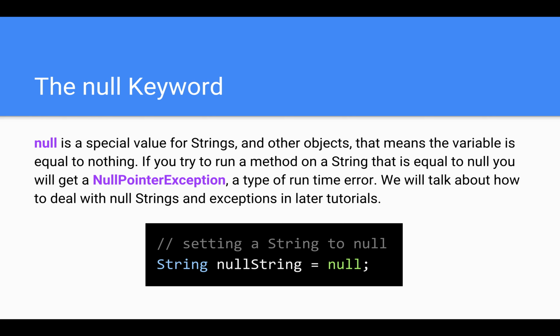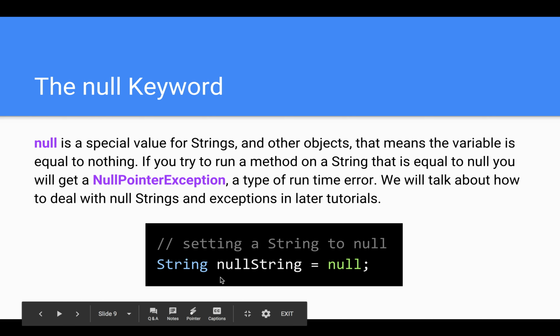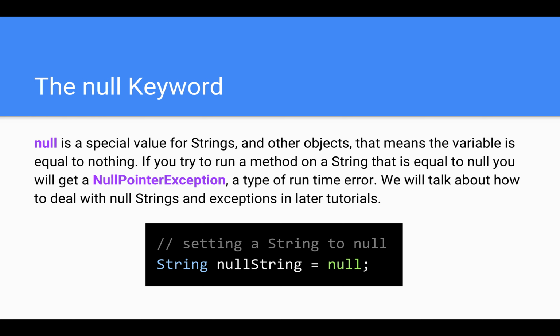The null keyword. Null is a special value for strings and other objects. It means the variable is equal to nothing. If you try to run a method on a string that is equal to null, you will get a null pointer exception, a type of runtime error. We will talk about how to deal with null variables and exceptions in a later tutorial. So this is how you set a string to null. It's String name, I called mine nullString, equals null. And null is not in quotes. If you put null in quotes, it'll be equal to a string with the word null.